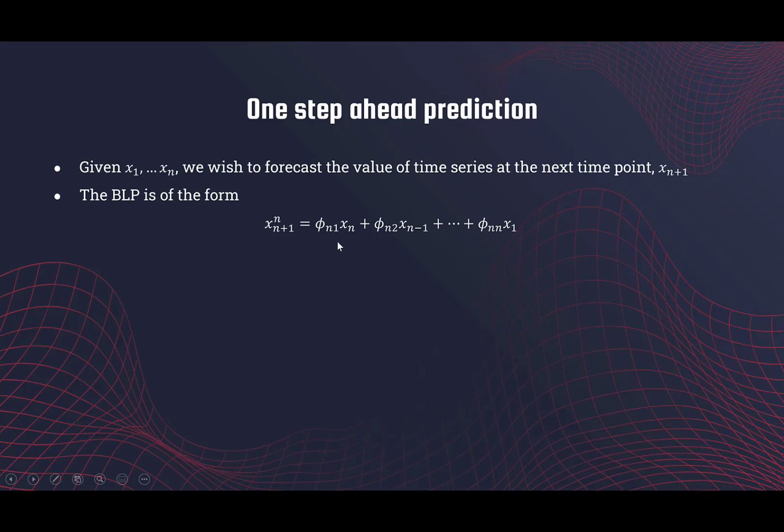So what is the pattern here? Phi n 1 xn. This n is basically how many data points we are using for this forecast. So we're using n data points. So this n here is the first subscript. The second subscript: xn is basically 1 time step back from xn plus 1, right? So 1. If you go 2 time steps back, that's xn minus 1, you use the subscript 2. And n time steps back, you reach x1, that's your first point, and then you have phi n n.